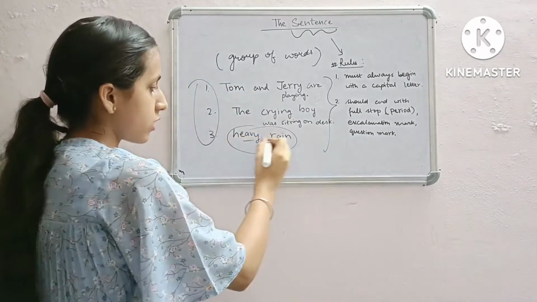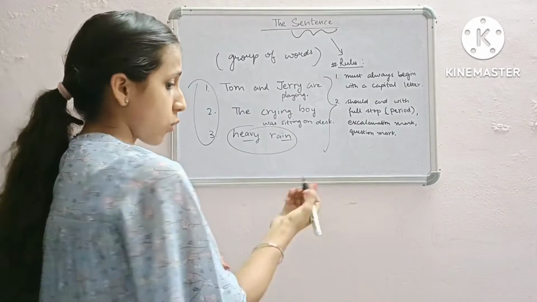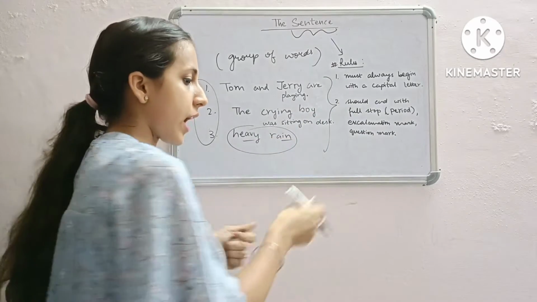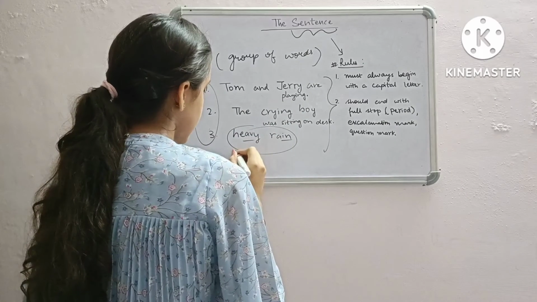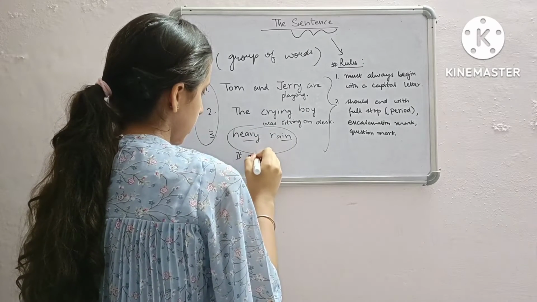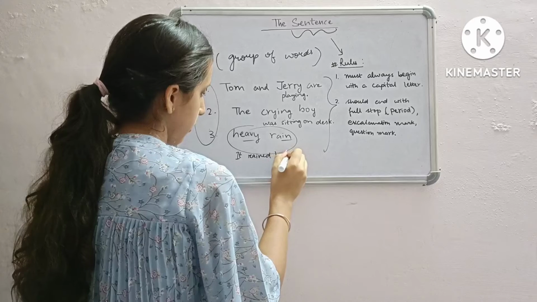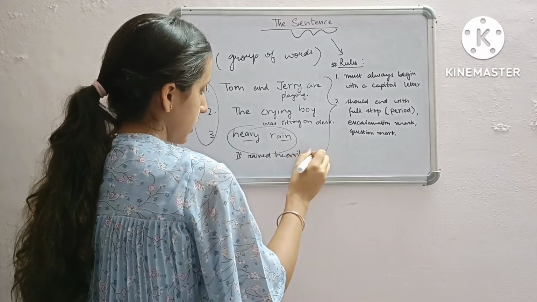And when we talk about heavy rain, this is also a group of two words, heavy and rain. So let's combine these two. What can we write? We can say that it rained heavily yesterday.